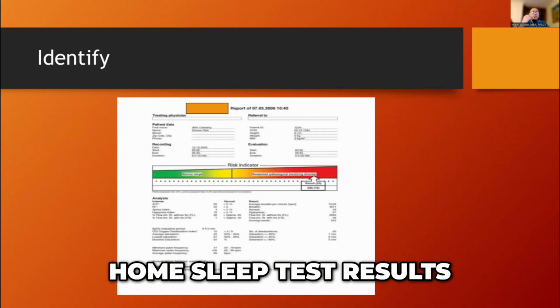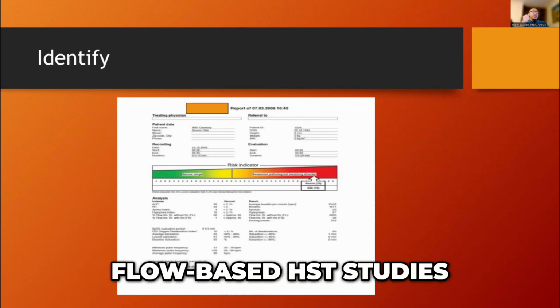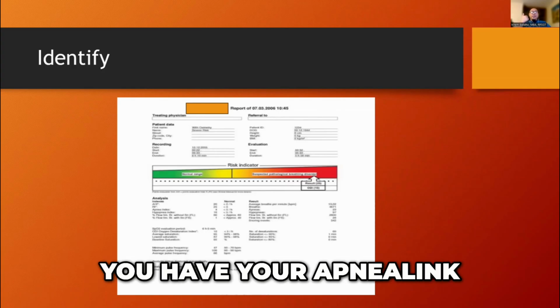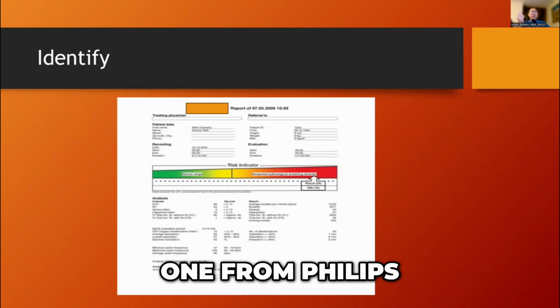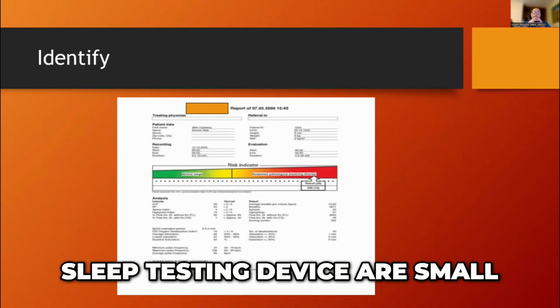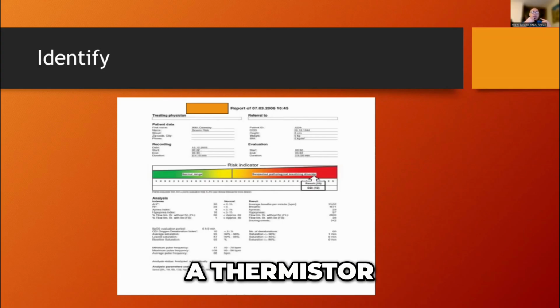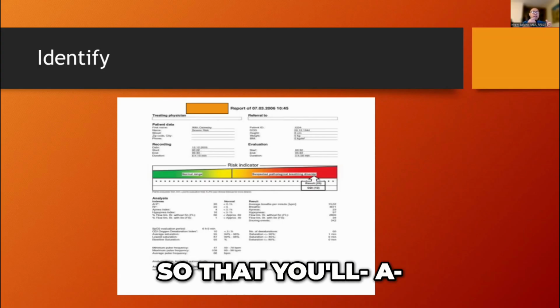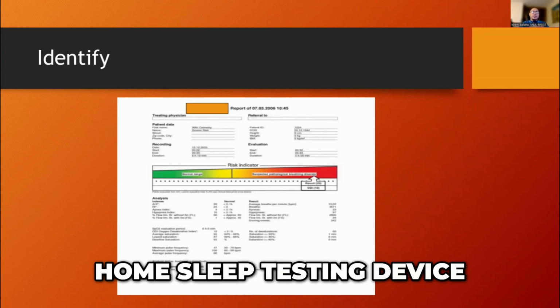So typically, home sleep test results, the ones that are flow-based, what are the flow-based HST studies? You have your ApneaLink, you have your Somfit Pro, you have your NightOne from Philips. All of these home sleep testing devices are small, but they also have a cannula to monitor their flow pattern, or even a thermistor, so that the doctor is able to see if they stop breathing or not. But this is a home sleep testing device report.